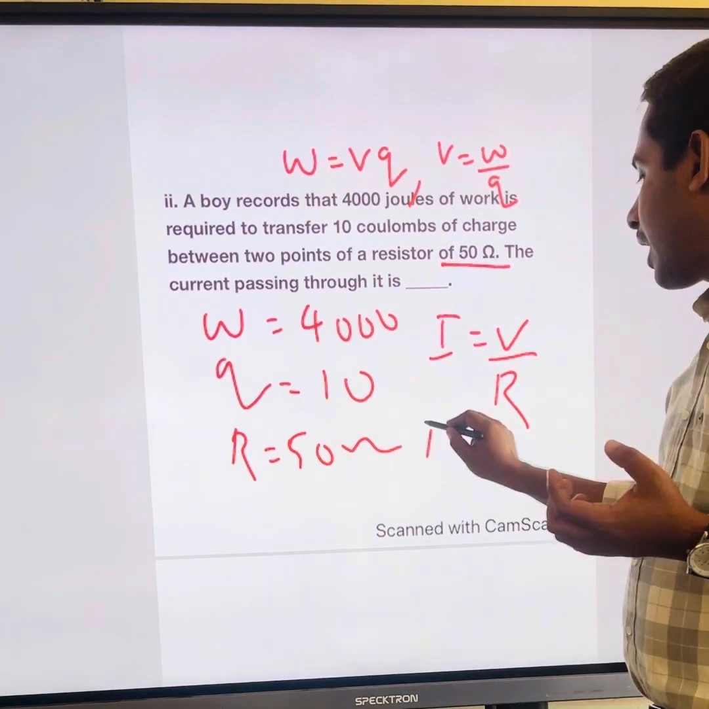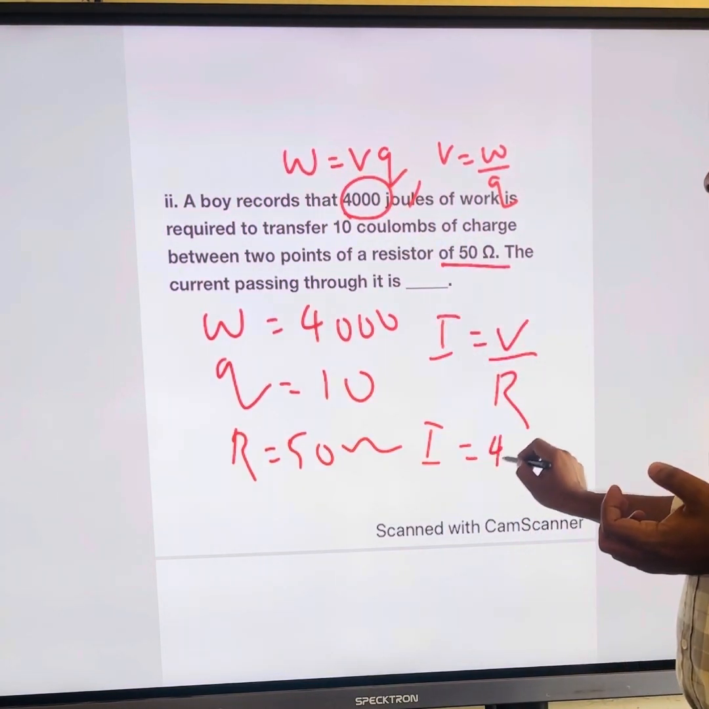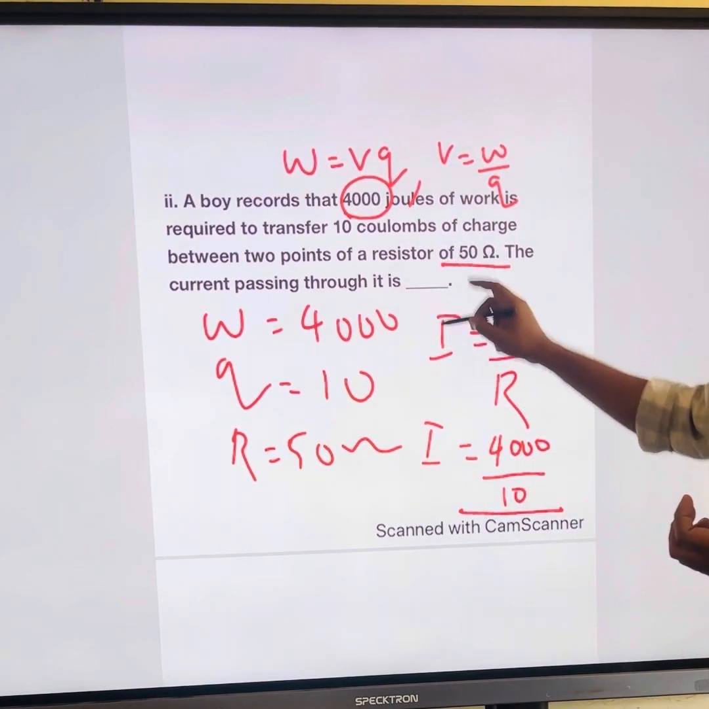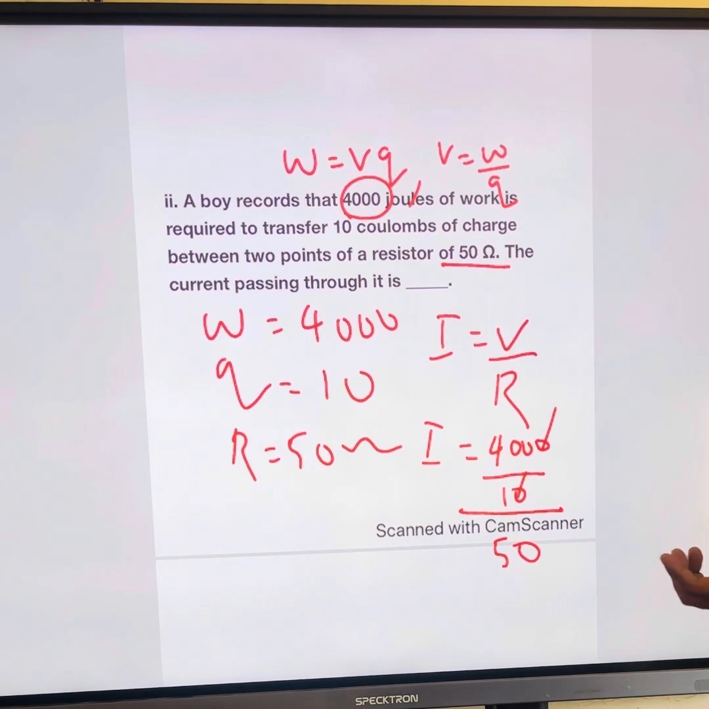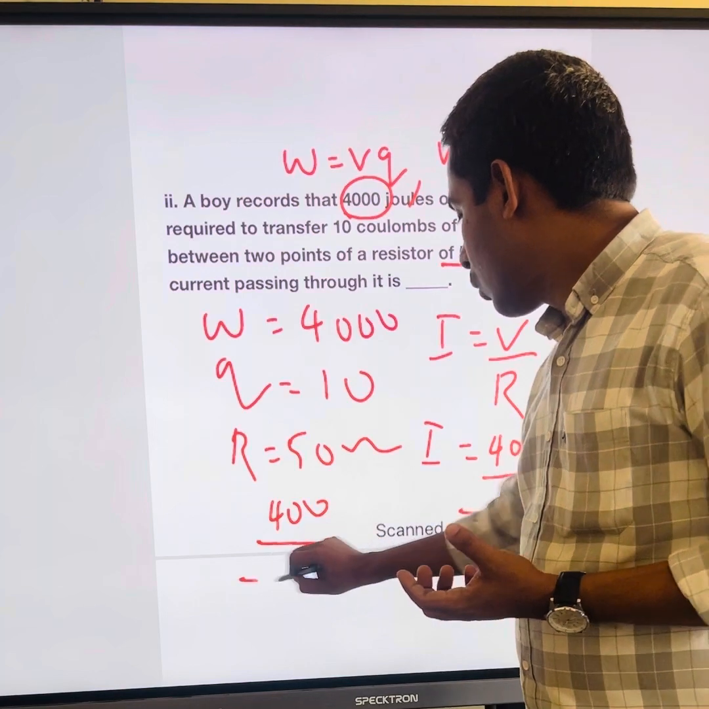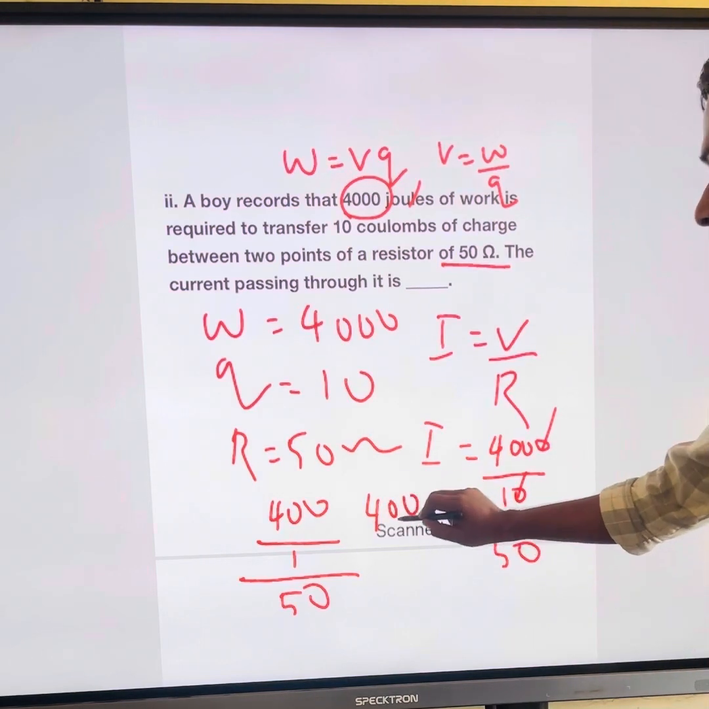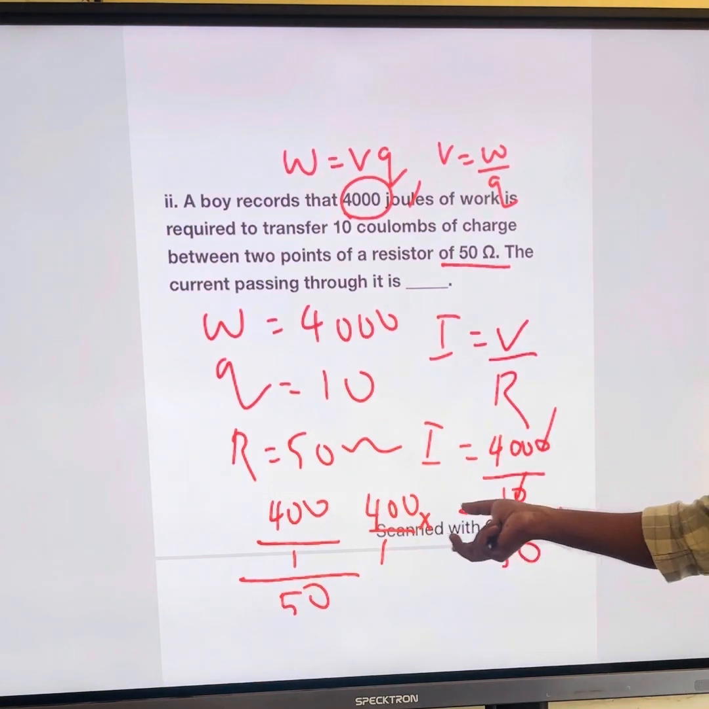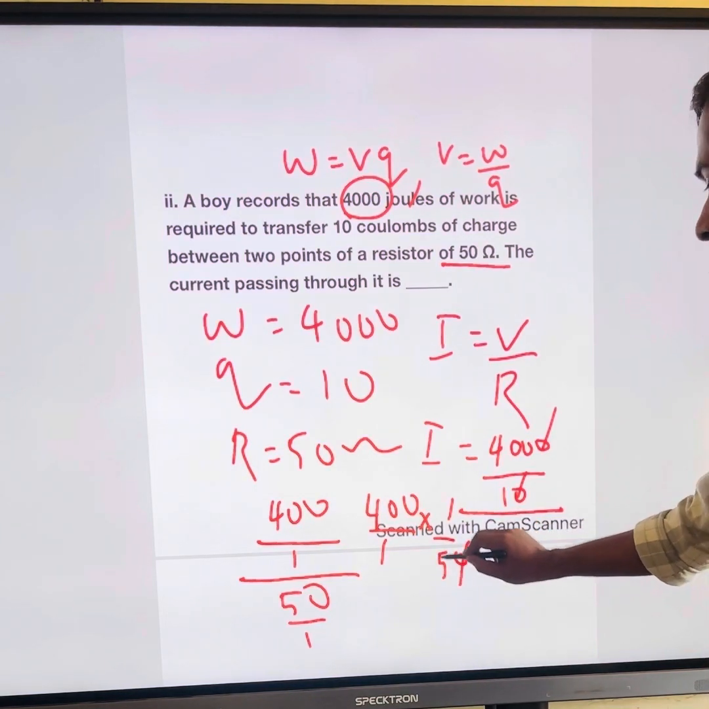So here I equal to, you have to write W, how much they say? 4,000 divided by Q 10, all divided by, what is the resistance here? 50 ohm. So very easily we can cut these zeros. So the answer will come 400 divided by 1, all divided by 50. Right? So this one we can modify like this. 400 by 1 into just opposite, that means that will come like here 50 by 1. So 1 by 50, 0 zeros will cut.